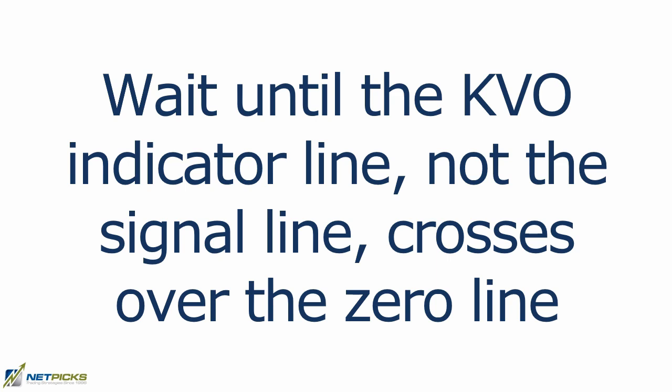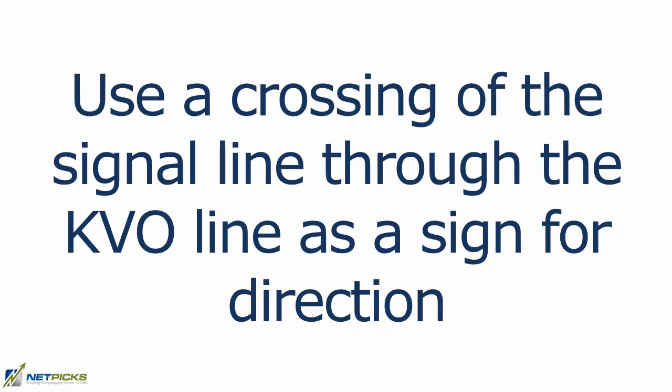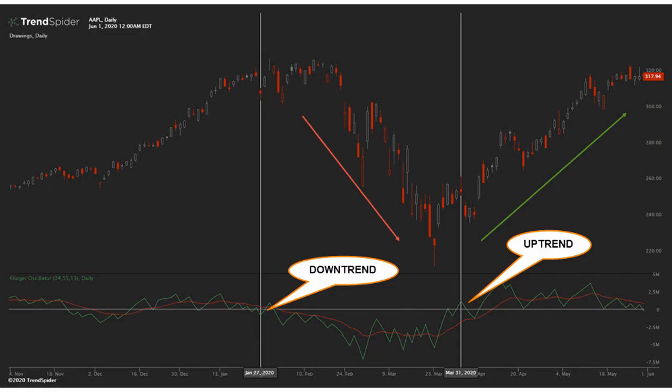The first way is to wait until the KVO indicator line, not the signal line, crosses over the zero line. Traders can also use a crossing of the signal line through the KVO as a sign for direction. This is a little bit more aggressive. On this chart here of Apple, we're going to use a crossing of the zero line to indicate both downtrend and uptrend. So you're only going to look at long or short trades depending on where that line is in relationship with the zero line.